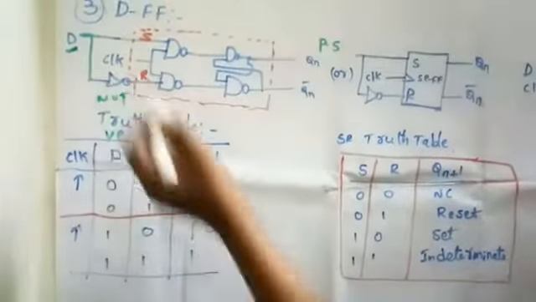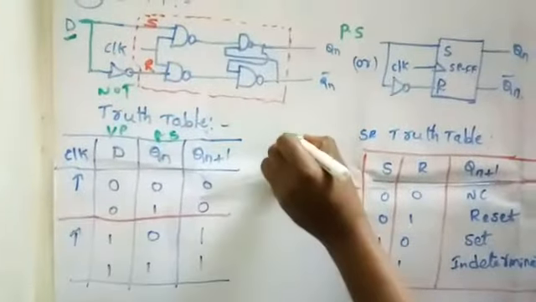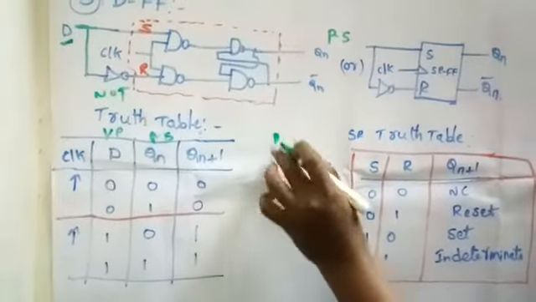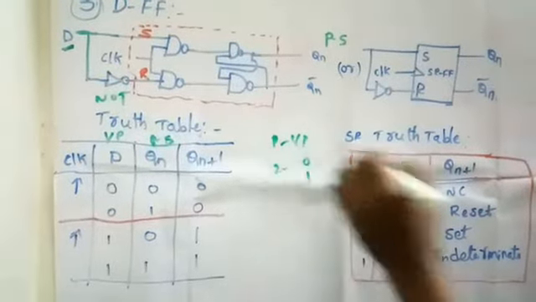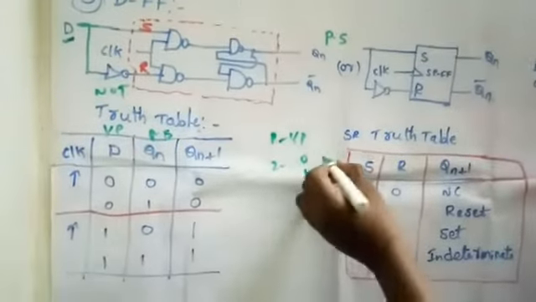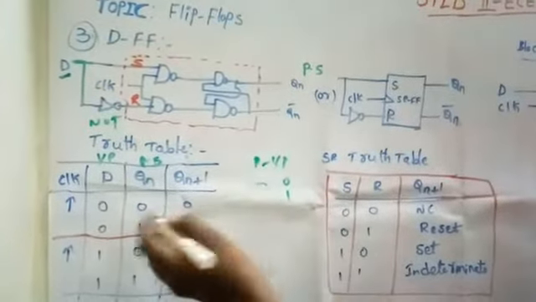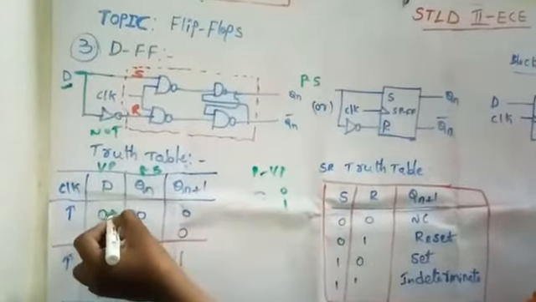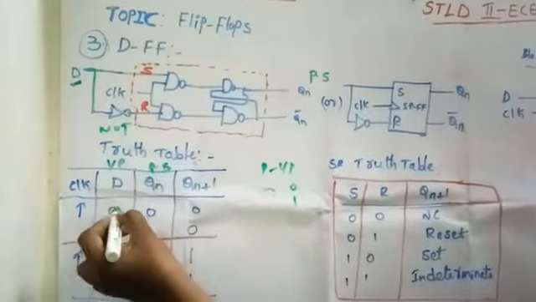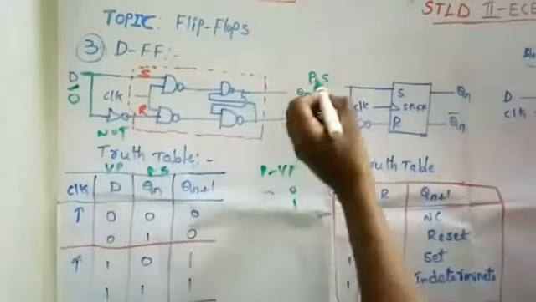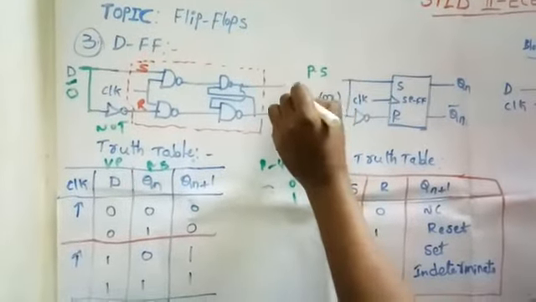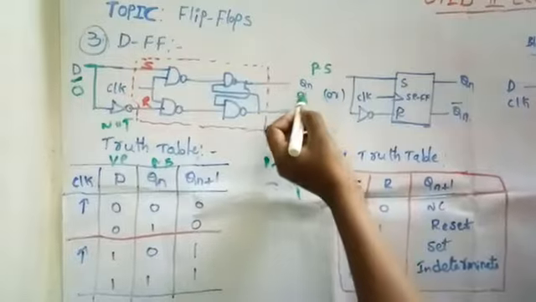If you take a positive clock, one input means two combinations. One is 0, another one is 1. So here, for example, D is 0, the first combination, and let us assume that Qn is 0. Qn may be 0 or 1, first I am taking 0.